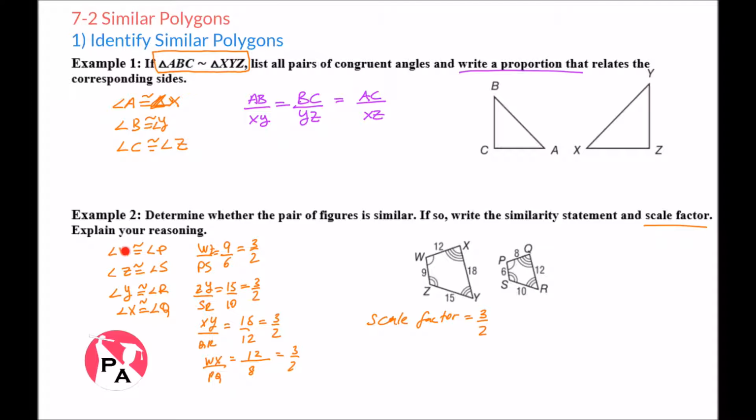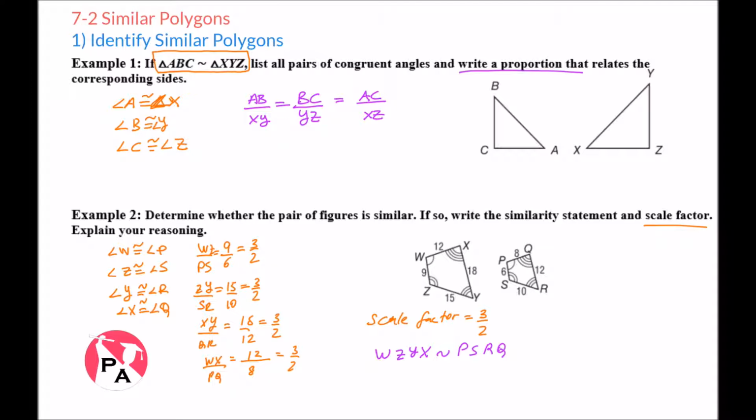So start from any of these points. All of these on the left-hand side belong to the first figure, so make a list of those points. W, Z, Y, X is similar to, now we need their corresponding pairs. W corresponds to P. Do the same thing for the other points. P, S, R, Q.